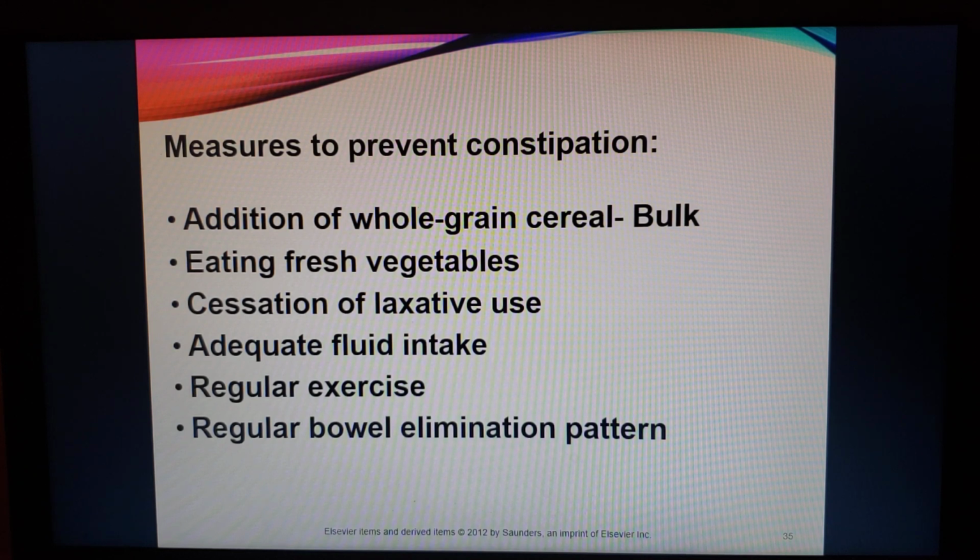Interestingly enough, it is a measure to prevent constipation to quit using laxatives, but it's also an intervention for constipation. So it can be a vicious circle if the patient becomes dependent on laxative use to have a bowel movement. So we want to be monitoring and assessing for that. And of course, adequate fluid intake is vital. You want to be sure you understand patients' disease processes, because they may have an order for restricting fluids. Regular exercise is important, and then keeping the patient on a regular bowel elimination pattern for them.